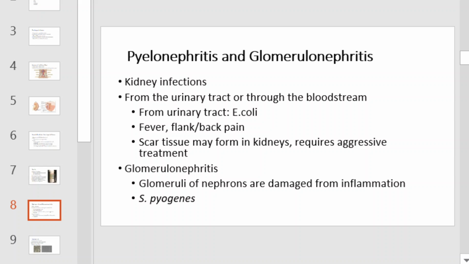occurs in the glomeruli of the nephrons. The glomeruli can be damaged from inflammation. S. pyogenes is a frequent cause of this type of infection.